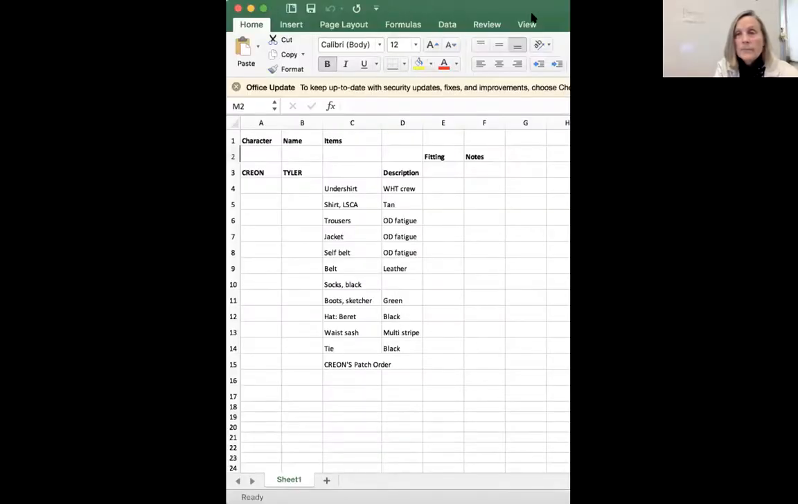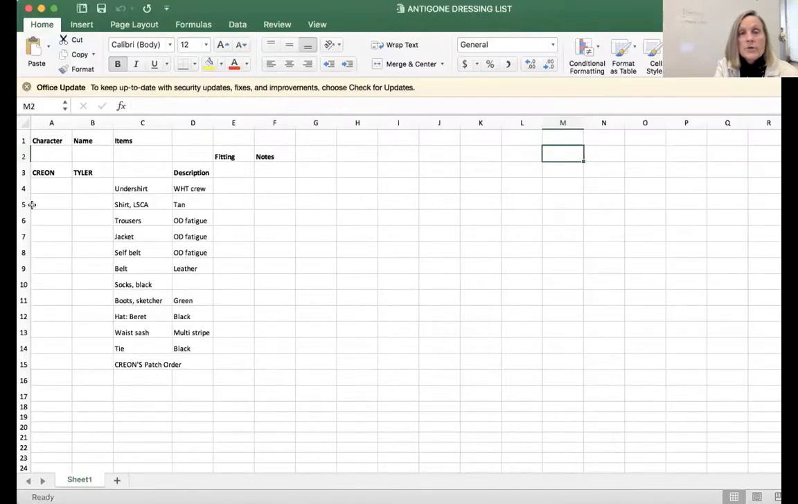Let me just show you this as a representation. Here's a brief dressing list for Antigone. Character name, actor name, the items. And you can see it's pretty basic. Undershirt, shirt, again, LSCA is long sleeve collar attached, trousers, jacket, self belt, belt, socks, boots.